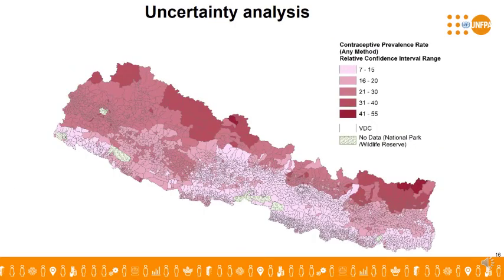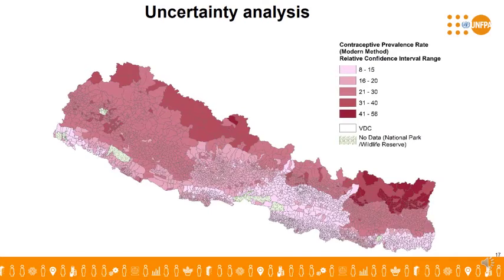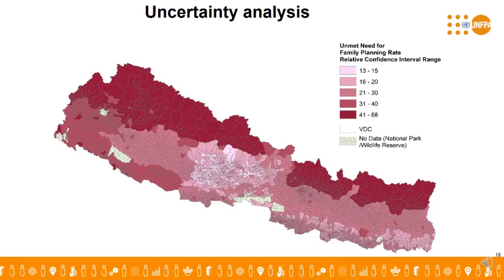We also conducted uncertainty analysis by mapping the relative confidence interval range. And here is the relative confidence interval range for the first indicator and the second indicator. And then the third indicator, unmet need for family planning rate. Comparing the 3 indicators, the uncertainty level is a little higher for unmet need for family planning.